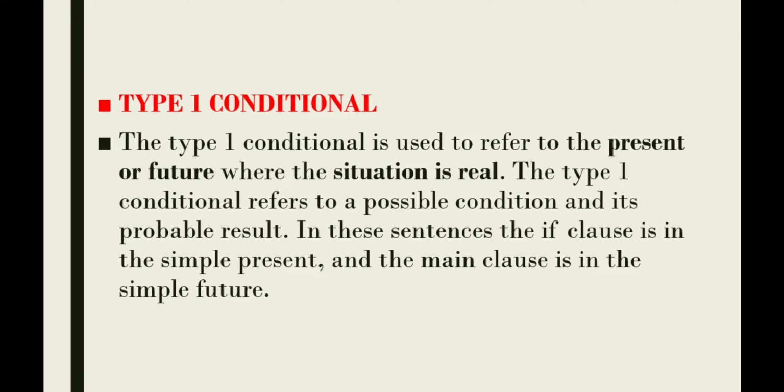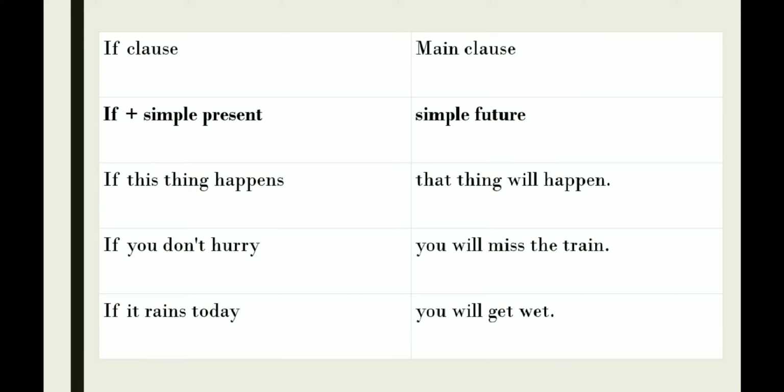First conditional. The first conditional refers to a possible condition and its probable result. So, first conditional is used to describe events which are possible in the present or future. Okay, let's see the structure. In the if clause, we use simple present tense, and in the main clause, we use future simple tense.